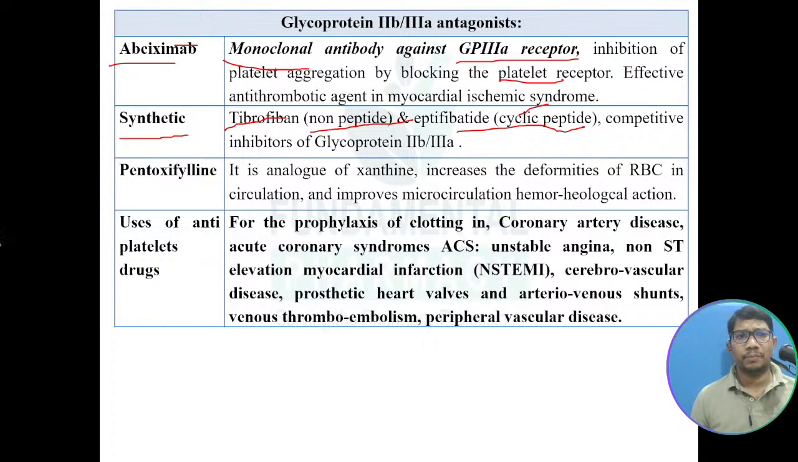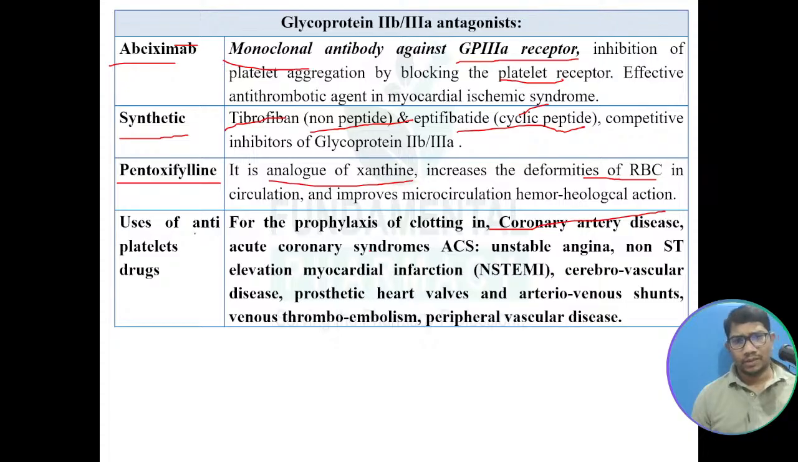Next drug is nothing but the pentoxifylline. Pentoxifylline is an analog of xanthine, you know, जैसे आपका थियोफाइलिन वगैरह होता है कैफीन. So it is an analog of xanthine. It increases the deformability of RBC in the circulation and improves the microcirculation. It is a hemorheologic agent.